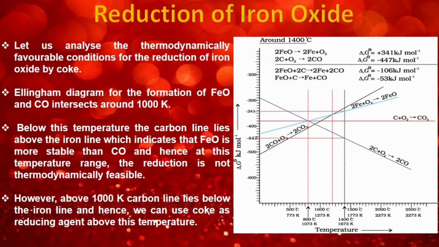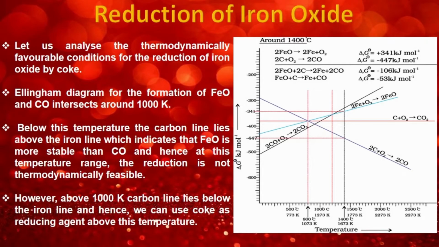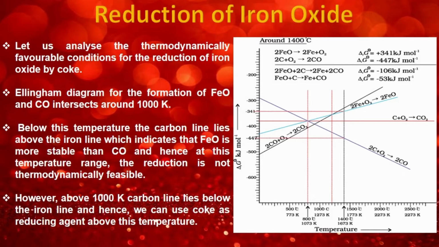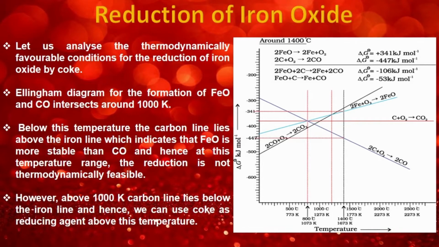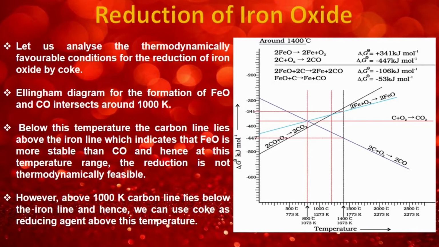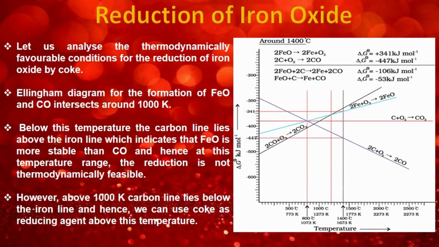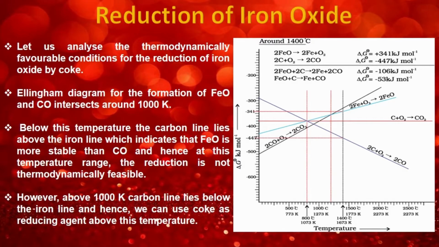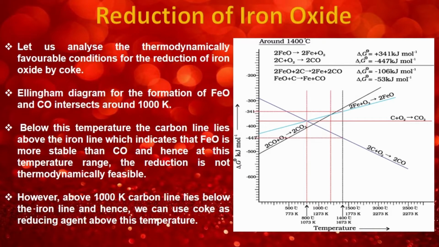The next question is what will be the suitable reducing agent to reduce iron oxide to iron above 1000 Kelvin, that is around 1400 Kelvin. Around 1400 Kelvin, the suitable reducing agent will be carbon getting oxidized to carbon monoxide. In the Ellingham diagram you can very well see that the line for carbon getting oxidized to carbon monoxide lies far below the line for iron getting oxidized to iron oxide.